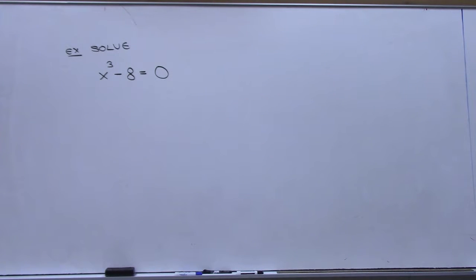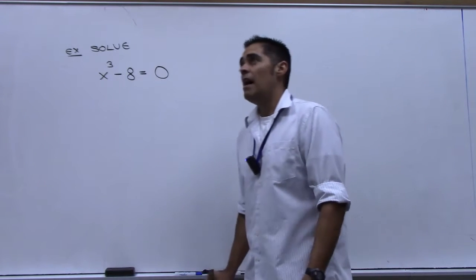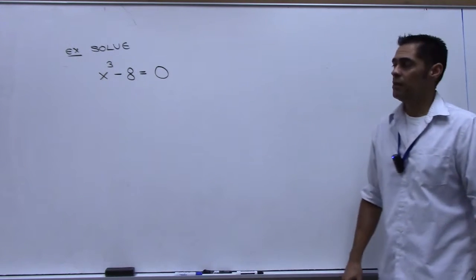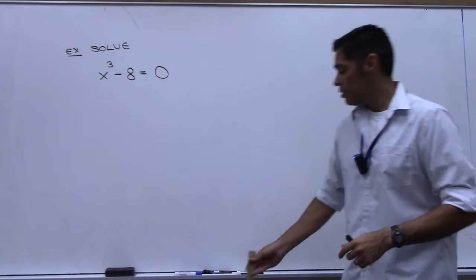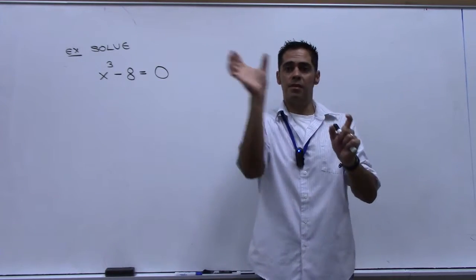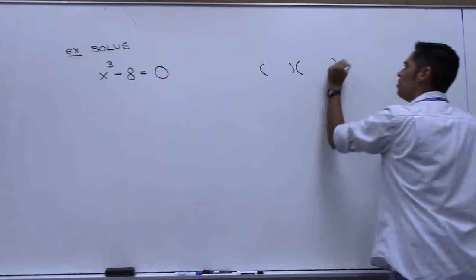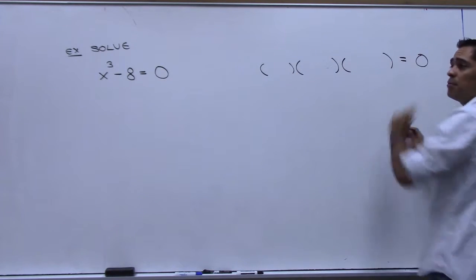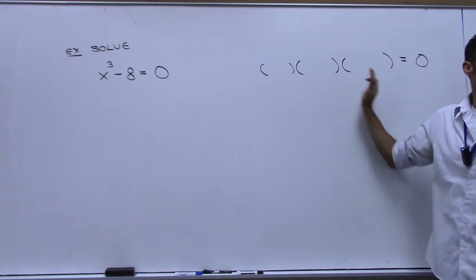So look, everyone, according to the fundamental theorem of algebra, we should have how many solutions to this? 3. Now, some of them could be repeated, right? But we know that it should factor into 3 separate pieces, like this: (x - 1)(x - 2)(x - 3) equals 0. That's what the fundamental theorem of algebra gives us. Some of these might be the same, yes?